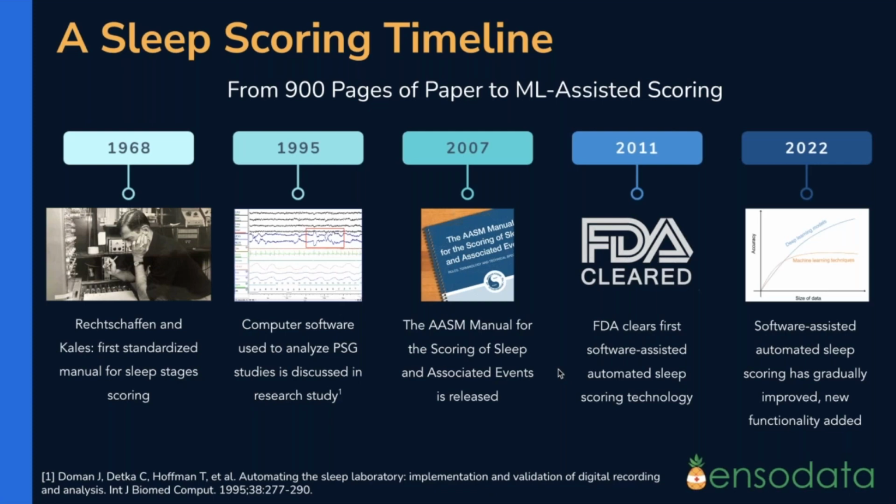In 2011, the FDA cleared the very first software-assisted automated sleep scoring technology. Initially, that software used rule-based scoring, and only in 2017 did the FDA clear the very first machine learning-based scoring, which happens to be EnsoData's EnsoSleep. Since 2011, these software products have gradually gotten better and better over time, with new capabilities added each year.